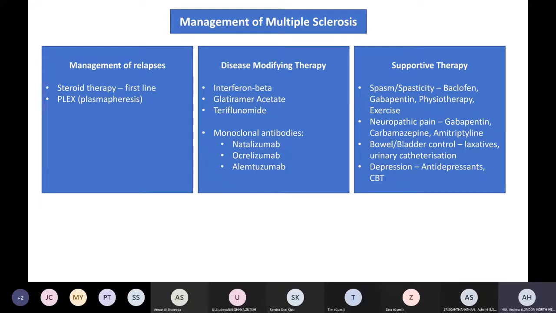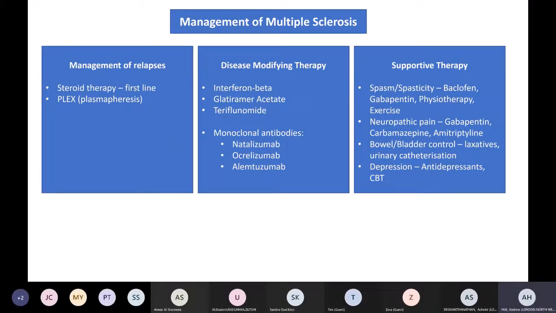And finally, here we have the management of multiple sclerosis. I've put together this handy dandy set of 3. The way I would approach this in an OSCE or a Viva, I would say we want to manage the relapses with steroids, usually first line, but sometimes they do use Plex or plasma exchange or plasmapheresis, as it's sometimes called.